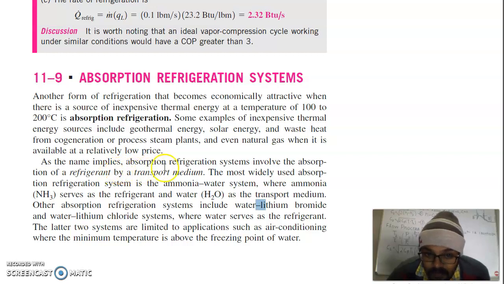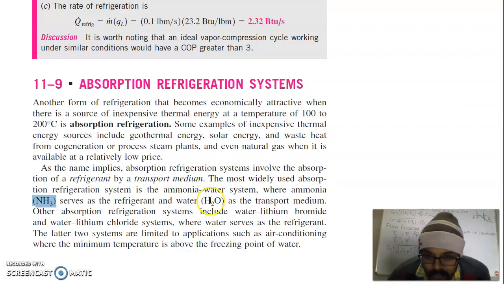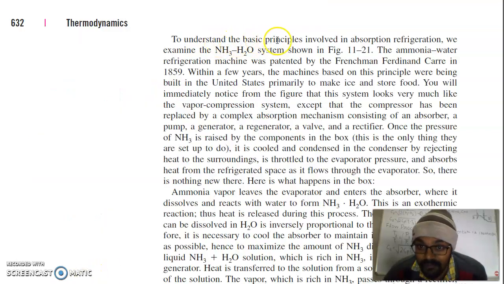As the name implies, absorption refrigeration systems involve the absorption of the refrigerant by a transport medium, which in this case is water. So ammonia is used as a refrigerant here. Apart from ammonia, there are other absorption systems like lithium bromide-water and lithium chloride-water systems, where water serves as the refrigerant. The latter two systems are limited to applications such as air conditioning, where the minimum temperature is above the freezing point of water. To understand the basic principles involved in absorption refrigeration, we examine the ammonia-water system shown in the figure.